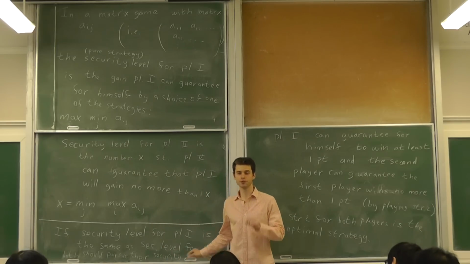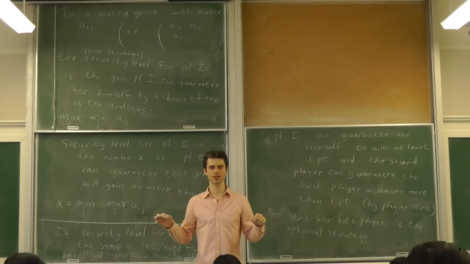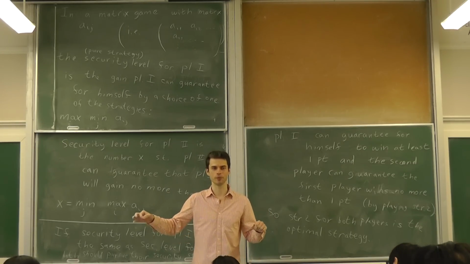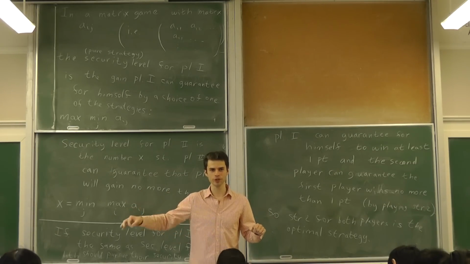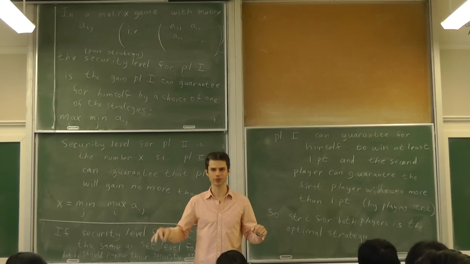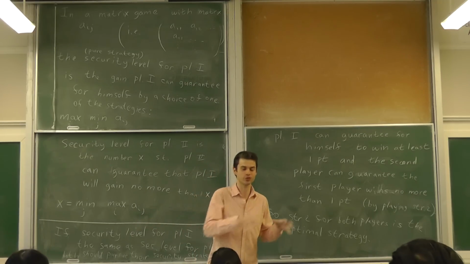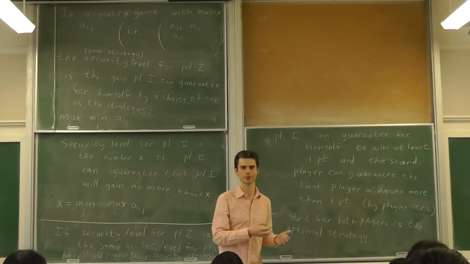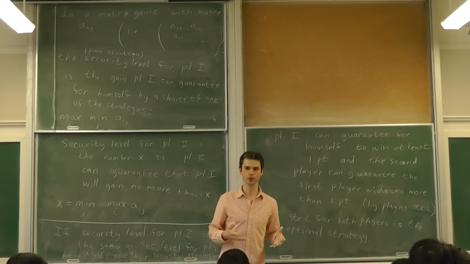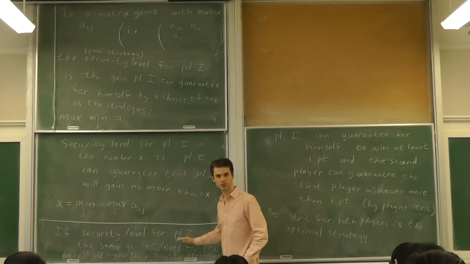So if you know that the first player can guarantee for himself a win of X points, and the second one can prevent him from a win of more than X points, well, we know what the optimal strategy is. The first player should guarantee for himself this win of X points. The second player should try to prevent him from getting more than X points. And each one knows that he cannot do any better, just because of this.